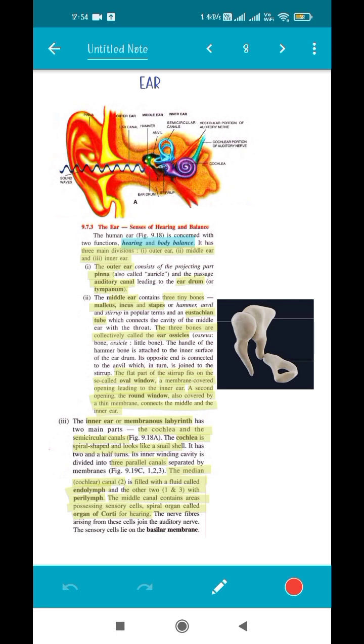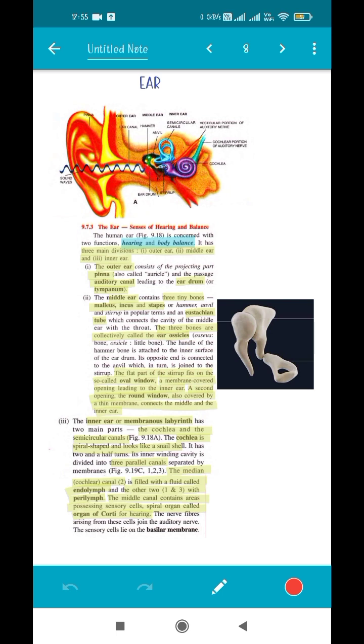Next is the middle ear. The middle ear consists of three tiny bones. The bones are very small. These three bones are named malleus, incus and stapes. These bones are attached to one another, as you can see in the figure. They have been denoted by green, yellow and blue color. So malleus, incus, stapes, or they are also known as hammer, anvil and stirrup. From there we have the eustachian tube. We will learn about what it is. The three bones are collectively known as the ear ossicles. So these three bones together are called the ear ossicles, or ear bones.